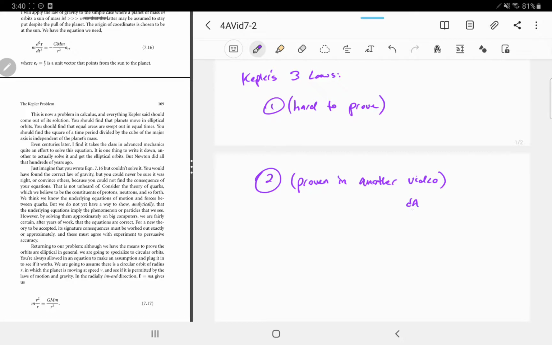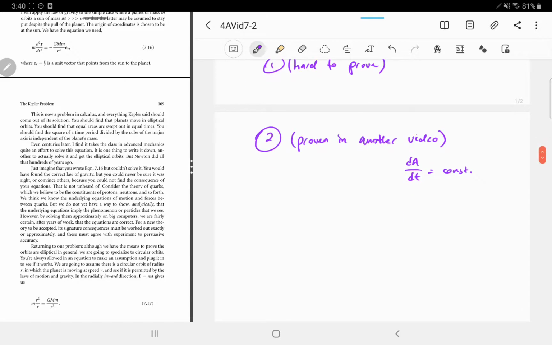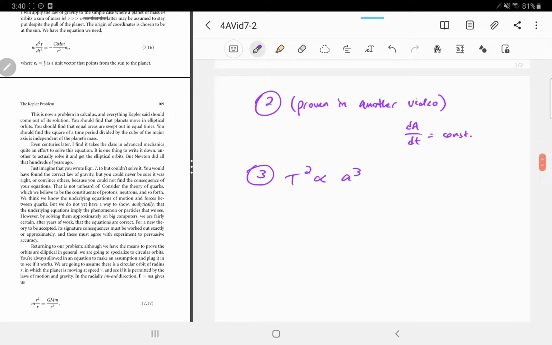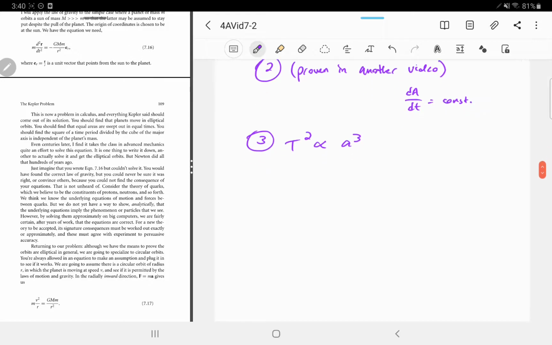Remember, Kepler's second law says that dA/dt is a constant, so the rate at which you sweep out area is constant. That was in another video. The third one is what we're going to do right now in this video: T squared is proportional to the semi-major axis cubed. So we can actually find out what that constant of proportionality is.